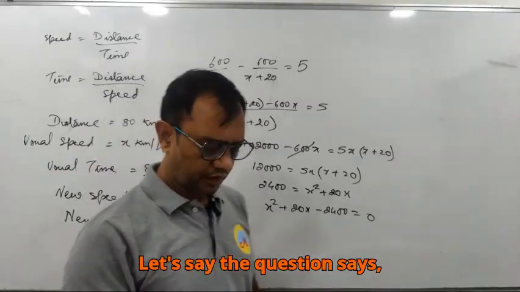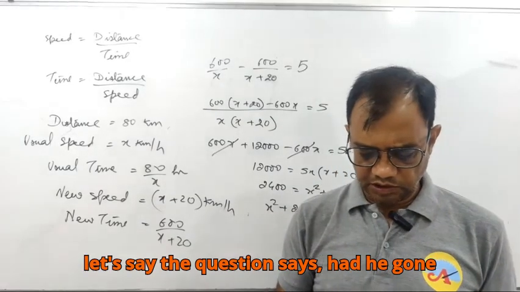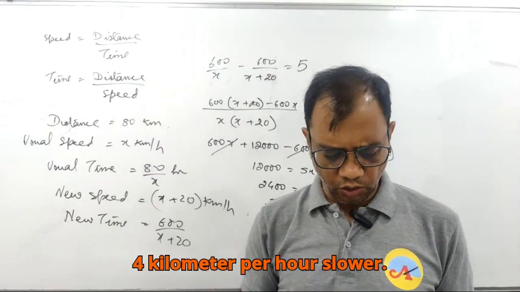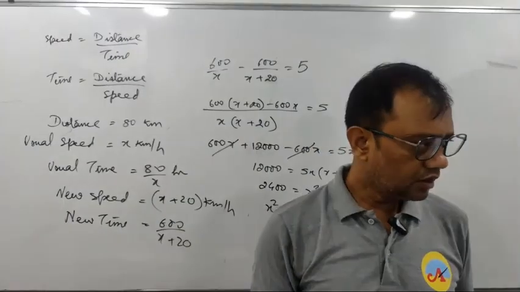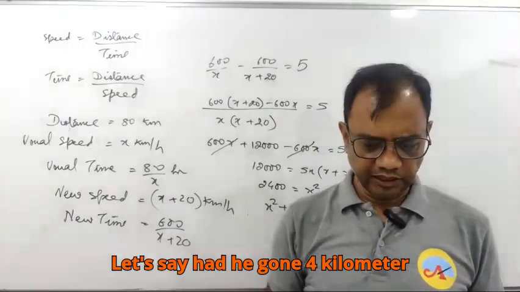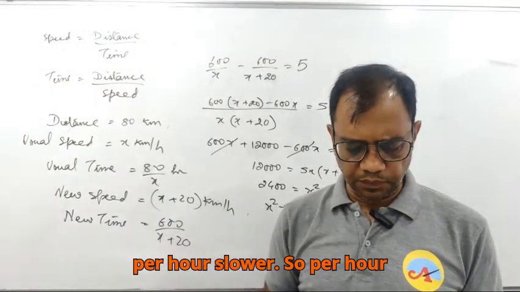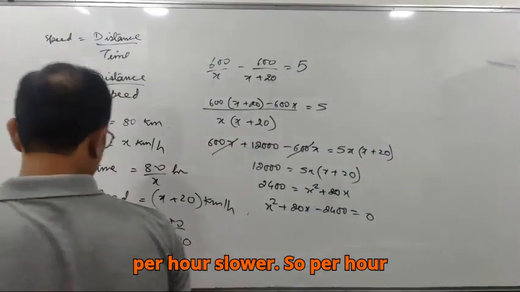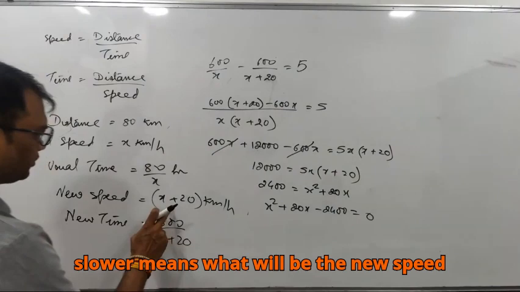Let's say the question says, had he gone 4 kilometers per hour slower? So per hour slower means what will be the new speed now?